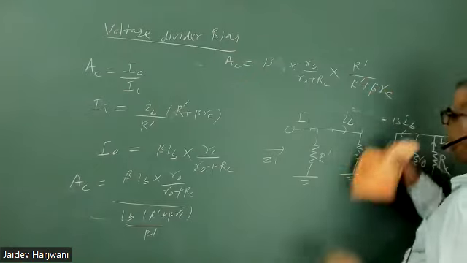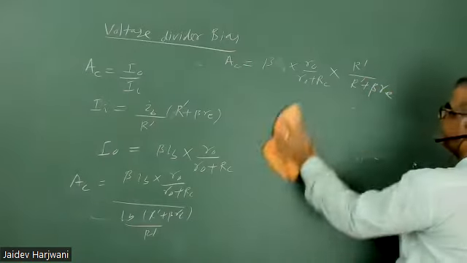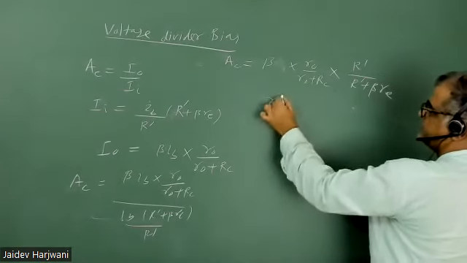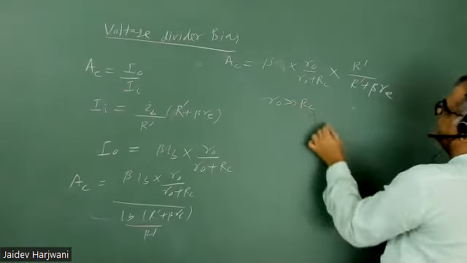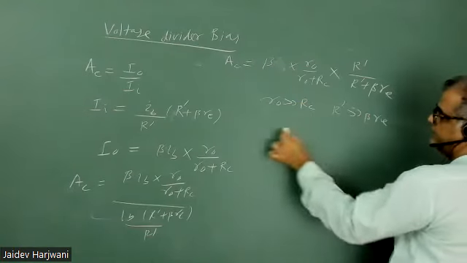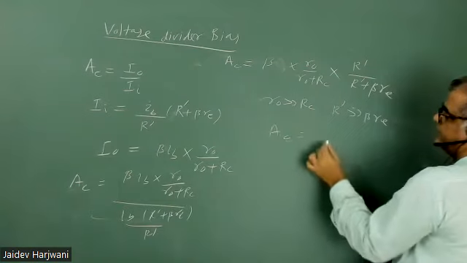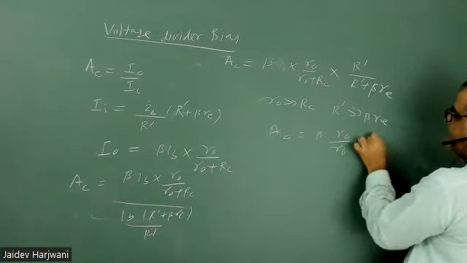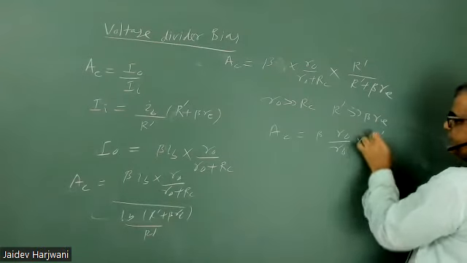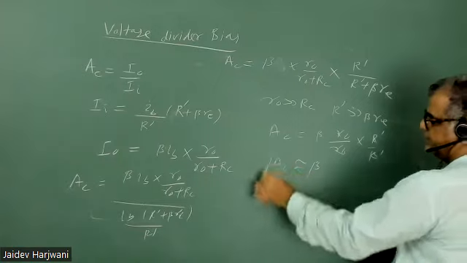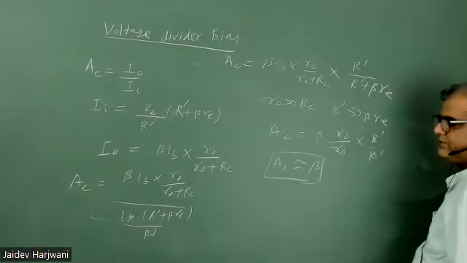Okay, now I'm removing this circuit, I don't need this, because we have done all the things. Now you can simplify. If R naught is greater than RC and R dash is greater than beta RE, then your AC will become what? Beta R naught, almost R naught, R dash cancel. So your AC is again almost beta, the current gain.